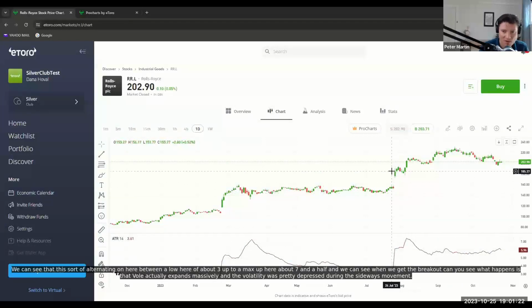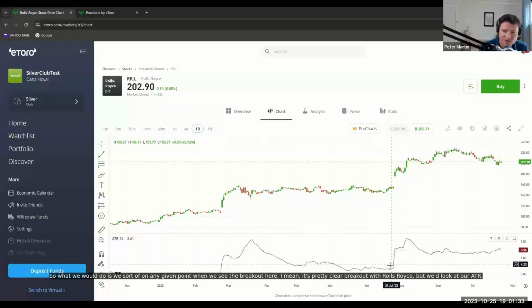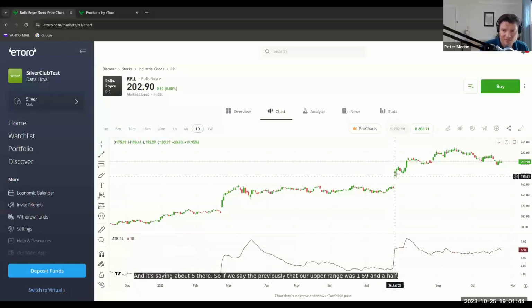And we can see when we get the breakout, can you see what happens? That vol actually expands massively, and the volatility was pretty depressed during the sideways movement. So on any given point, when we see the breakout here, it's a pretty clear breakout with Rolls-Royce, but we look at our ATR and it's saying about 5 there. So if we were saying that previously our upper range was 159.5, we'd add on whatever our ATR value is. Let's say it's 6 for the sake of argument.